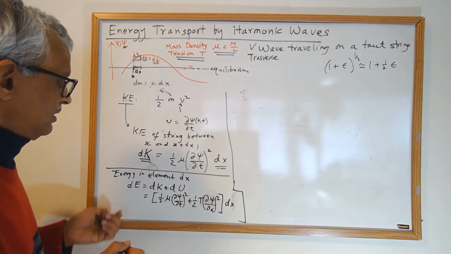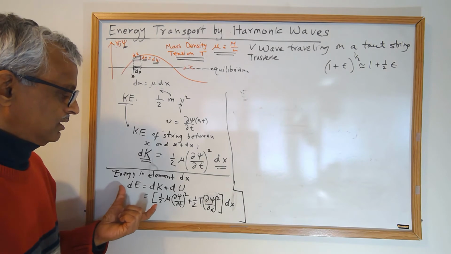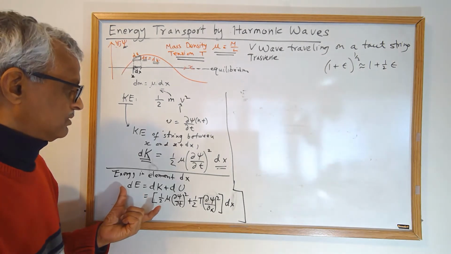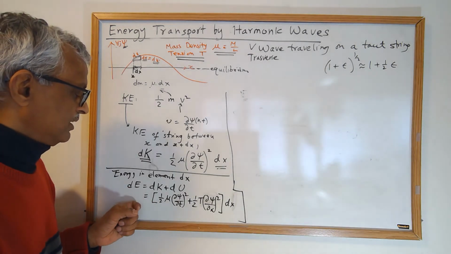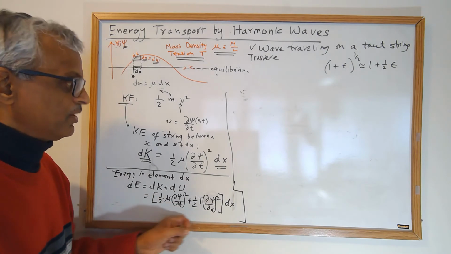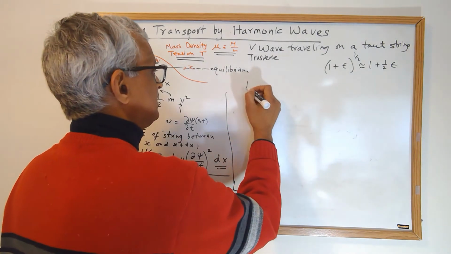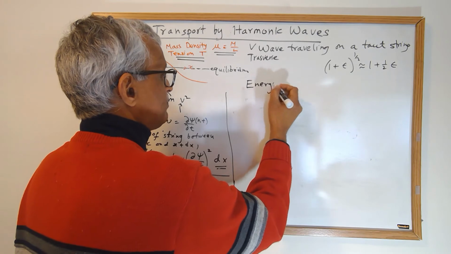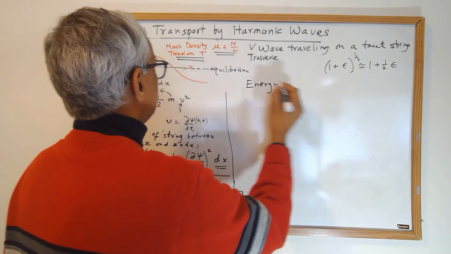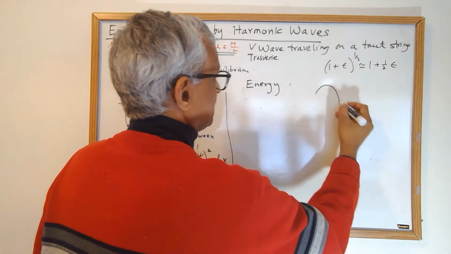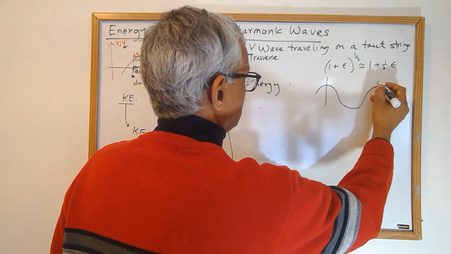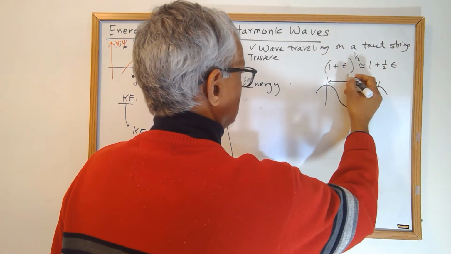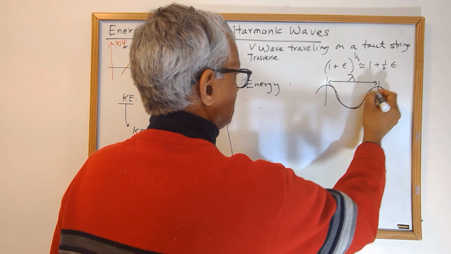So for harmonic waves, we can integrate this over one wavelength. So energy, from here to here, so one wavelength, so this much string, the energy in that.